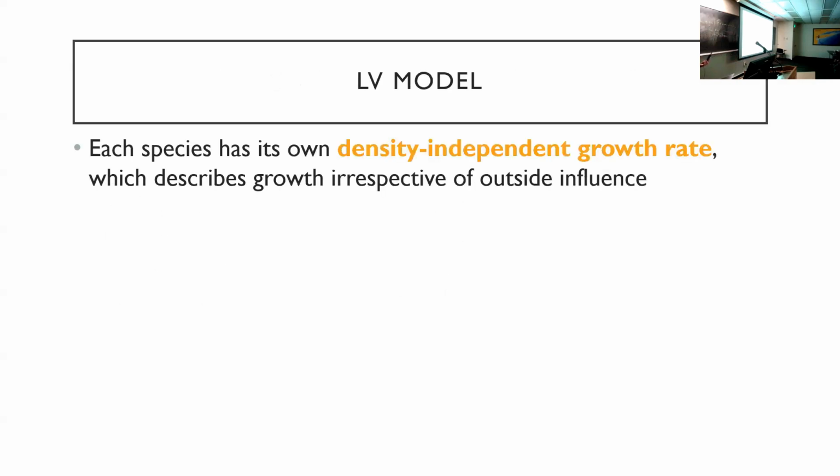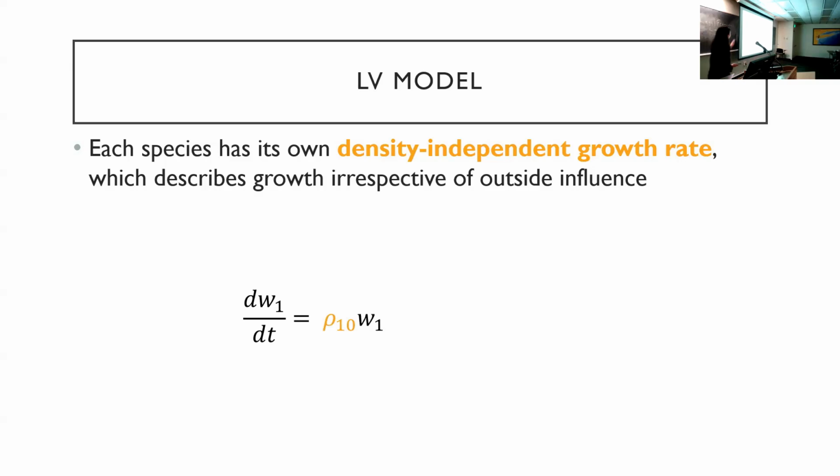Great. So, in a Lotka-Volterra, this is nothing new, this is very old. In a Lotka-Volterra model, we assume that each species has its own density-independent growth rate, which describes how much it grows irrespective of any outside influence, right? So we know that rabbits breed like crazy. Their instantaneous growth rate is going to be probably very large compared to large predators, which have a very small instantaneous growth rate, right? They don't have that many babies.